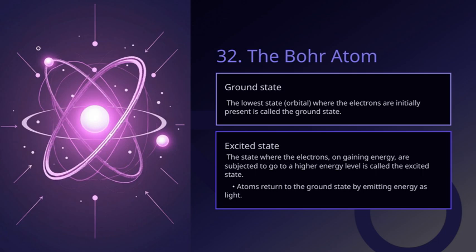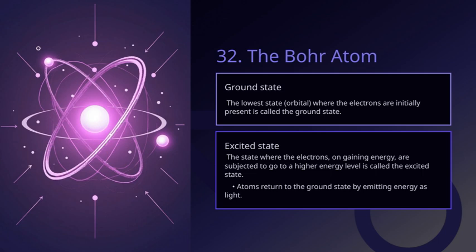But this state isn't stable. The electrons tend to want to go back to their original lower energy level, which is known as the ground state. When they do, they emit that excess energy as light, which is what we often observe in phenomena like fireworks or neon signs. Understanding this cycle, the electrons moving to excited states and then returning to the ground state by emitting light, is key to grasping the behavior of atoms and the foundation of the Bohr model of the atom.